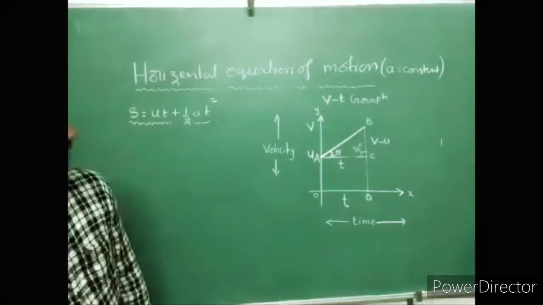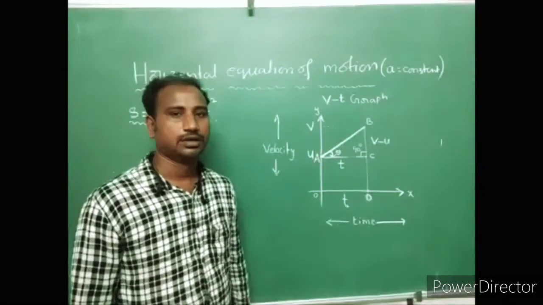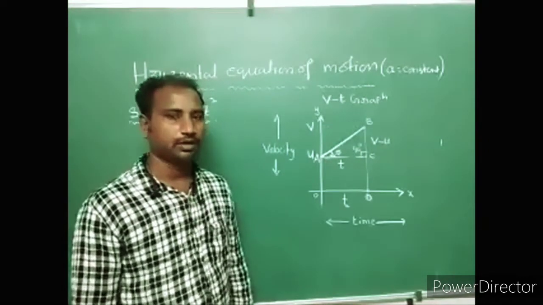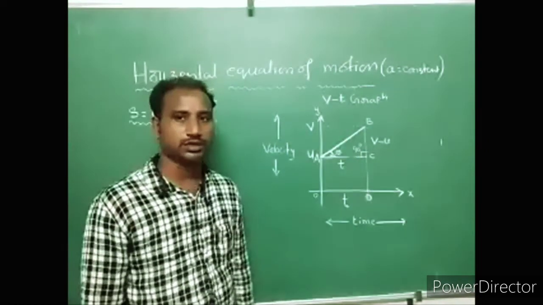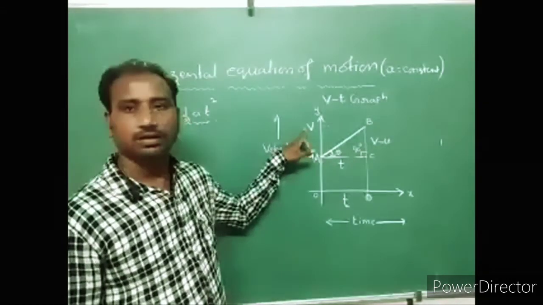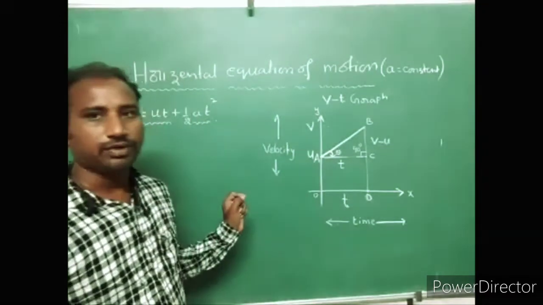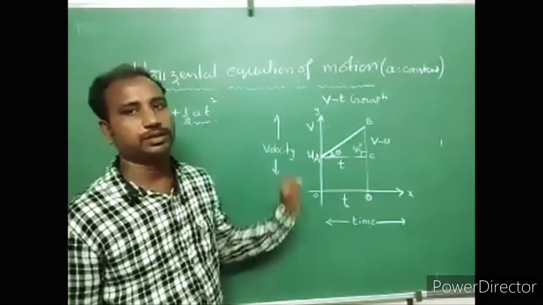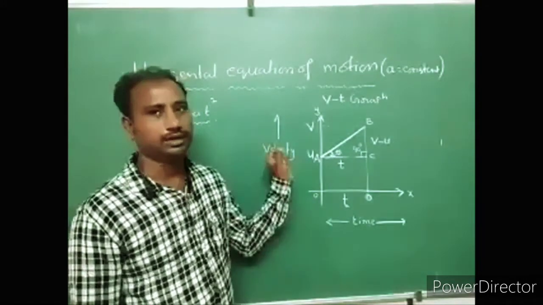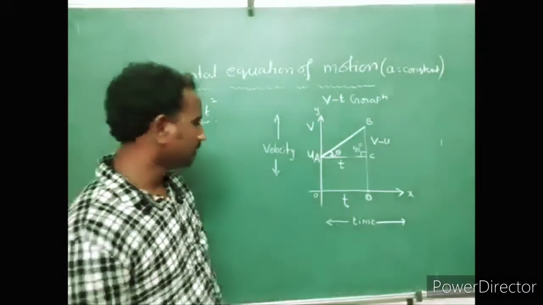Just identify that graph: velocity time graph, slope, straight line from the y-axis. It makes an angle with respect to the x-axis. Here the body is moving with constant acceleration. What are the quantities or variables? Velocity, time. But here we have to find the total displacement covered by the body. How to find it?